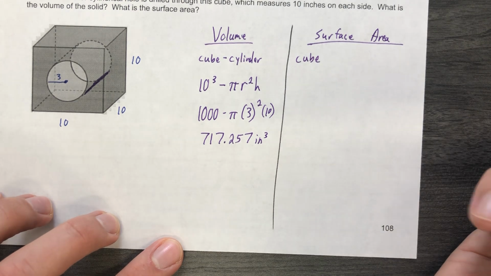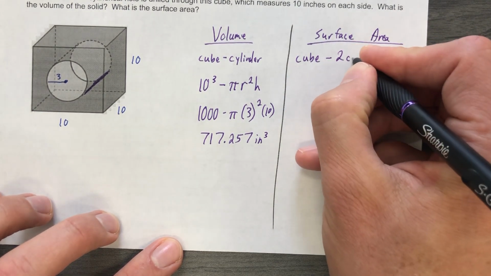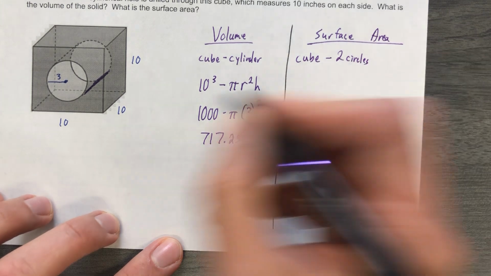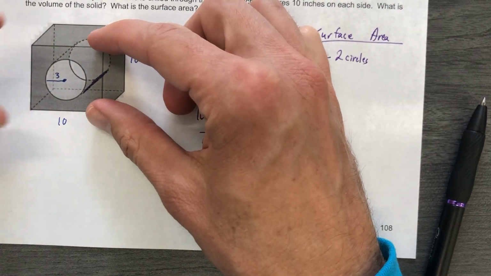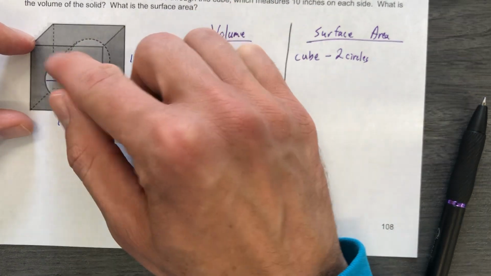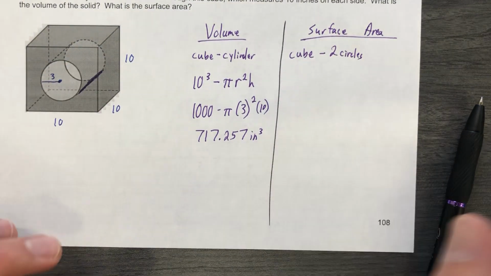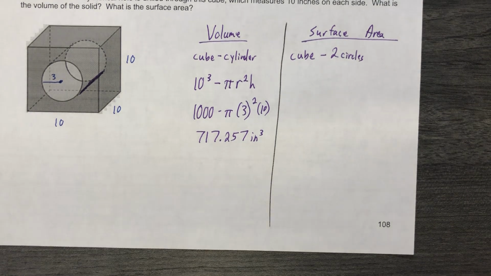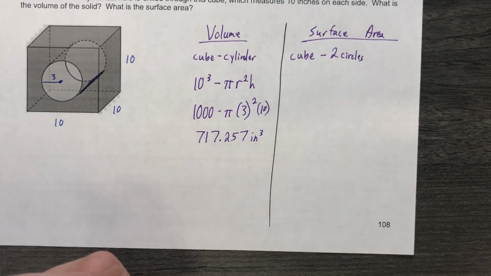But then there's some stuff we need to subtract and add. So I also need to subtract 2 circles, right? Because we drilled a hole. So like if I'm saying, what's the area of this square? Well, 10 times 10, fine. But I drilled a hole in it, a cylindrical hole. And there's a hole there. There's a hole on the other side too. But I also have the surface area, and the surface can be on the inside in this case.